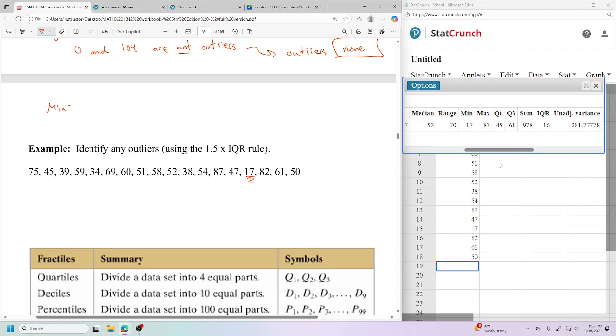I got the minimum was 17. I have Q1 is 45. I have the median, or again, that's called Q2 also, just in case, 53. Q3, perfect. And then the maximum was 87. And they also have the IQR, which is really good.